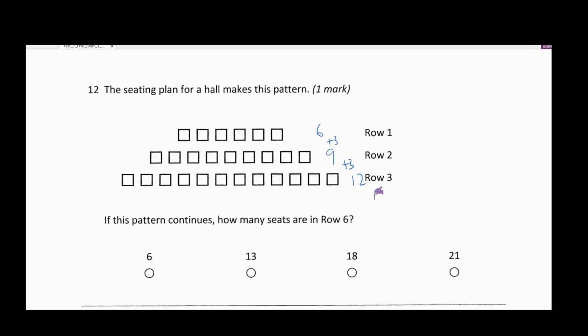So row 4, you're going to go up 3. 12, 13, 14, 15. Okay, because you're plussing on 3 there. And row 5, you're plussing on 3, so that's 15, 16, 17, 18. And row 6, 18, 19, 20, 21. There it is, 21.